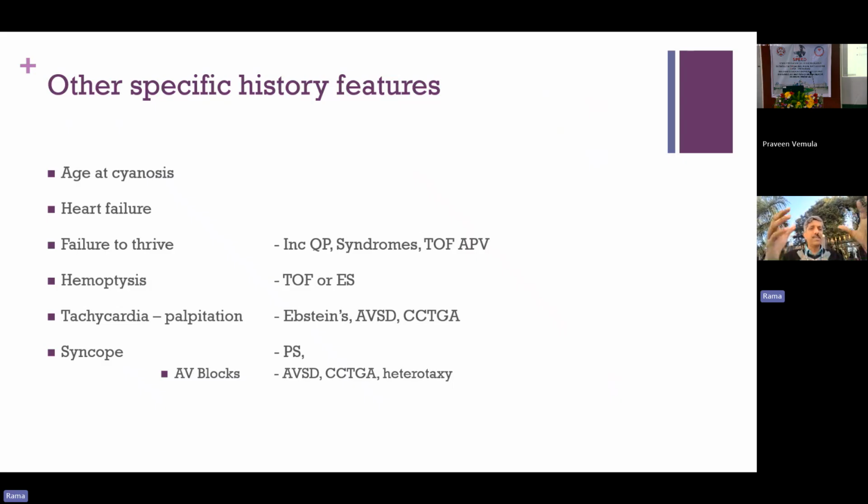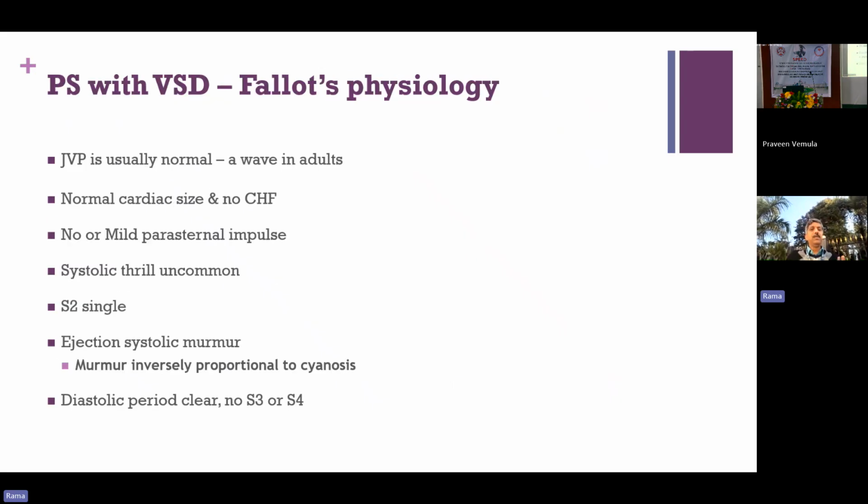So both these conditions, tachycardia, the condition that produces pathway, as well as AV block, have something common: AV junctional problems, like, for example, AV canal defect, corrected transposition, or the heterotaxy syndromes, where there is a problem.